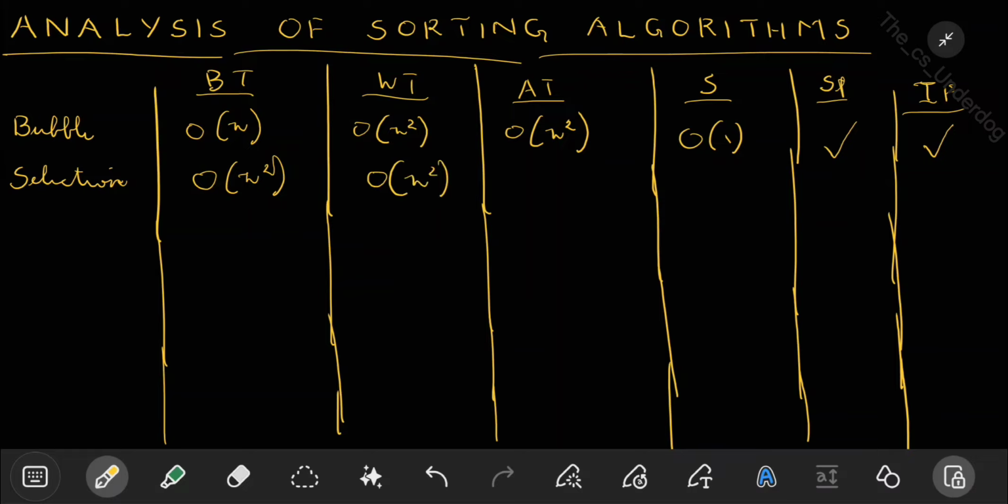So why does selection sort not have order of n as its best case? Because even if it is in totally sorted order, you still have to keep doing this. You have to find the smallest element and swap it with the right place. Even if the order is right, you have to keep doing this process, and because of that, even in the best case it is order of n square, right?